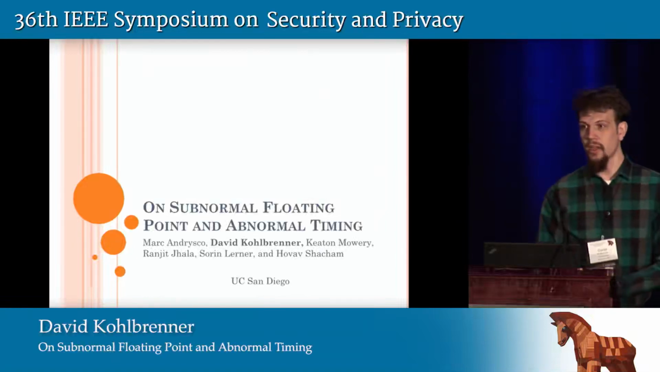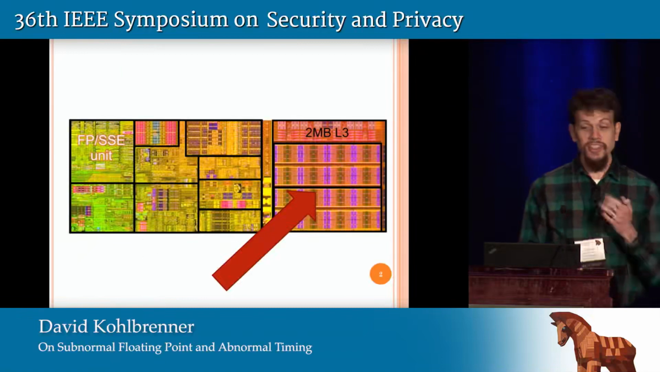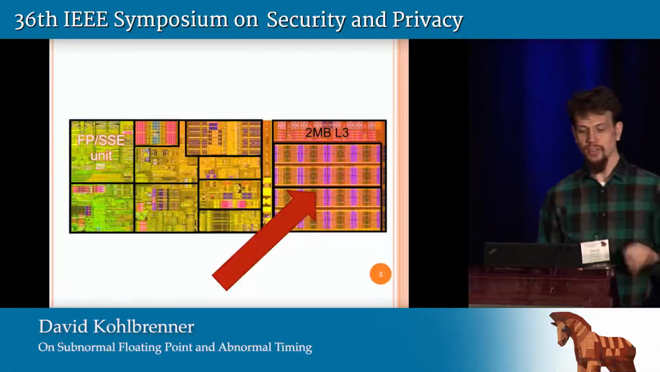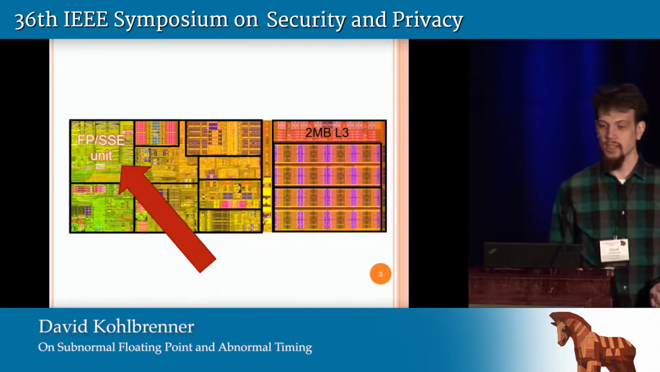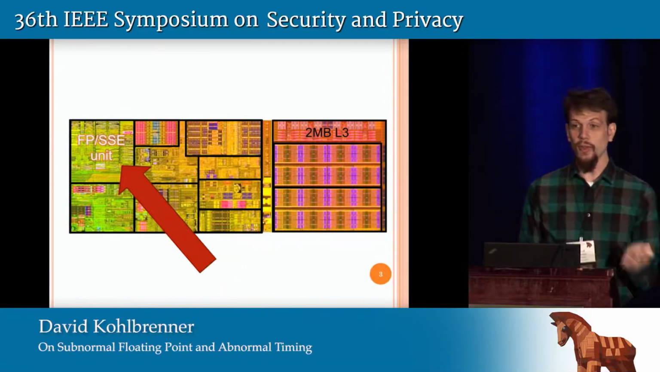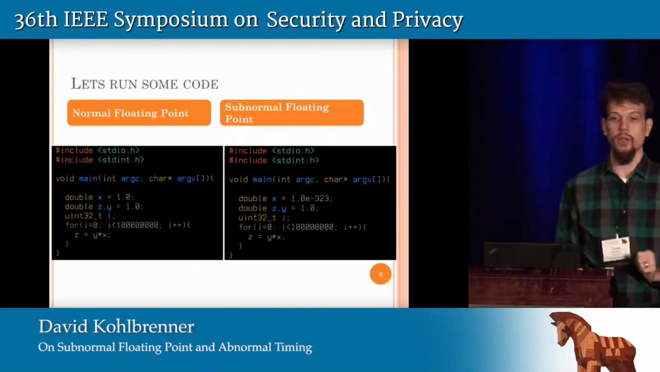And we're going to be talking about floating point and side channels, so not caches. So that's cache. We've been talking a lot about caches. You've seen a lot of cache attacks. But we're going to talk about a slightly different part of your processor today, a little bit less understood, the floating point unit of your processor. So let's run code on our floating point unit.